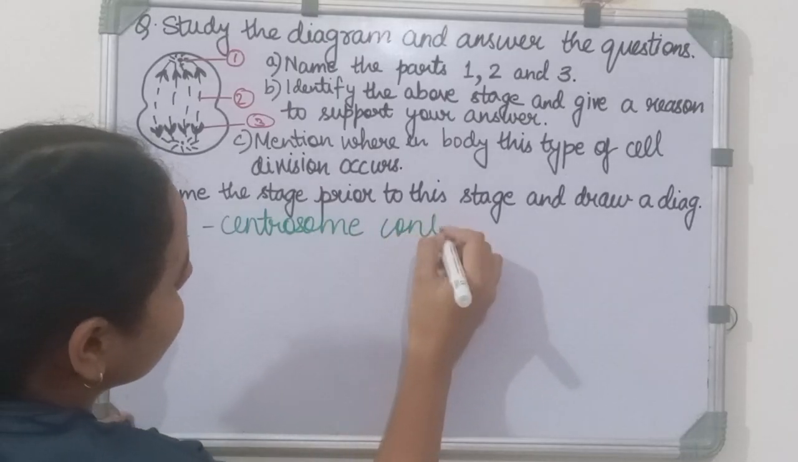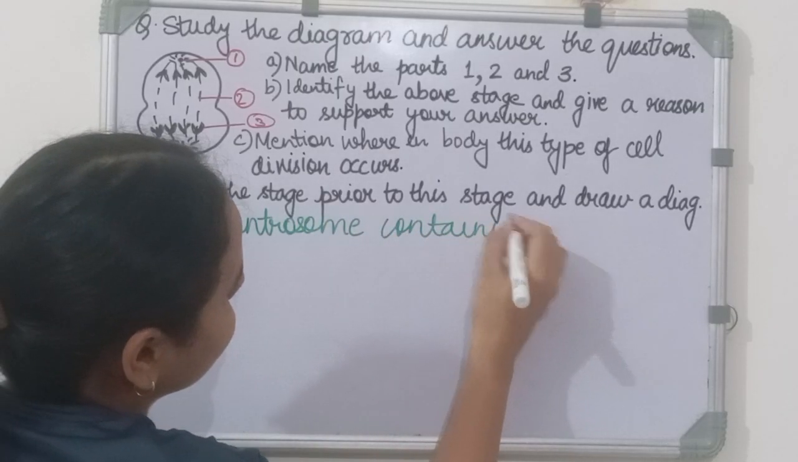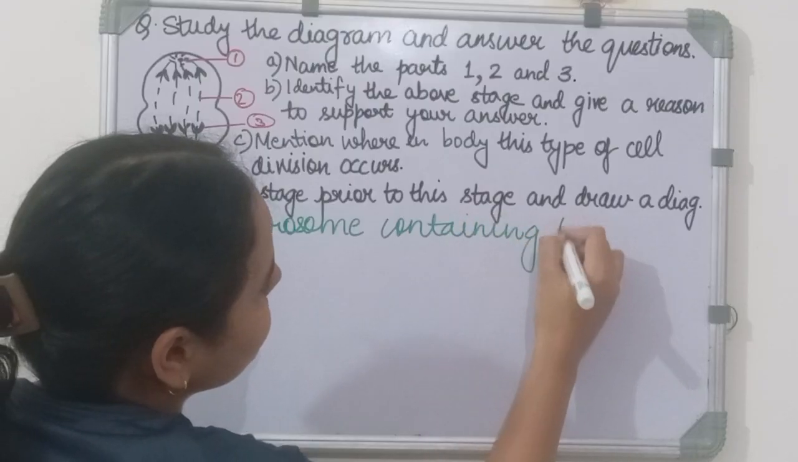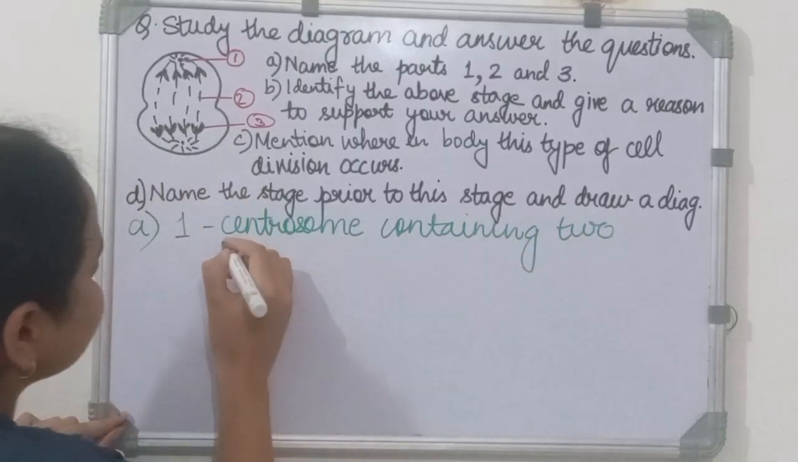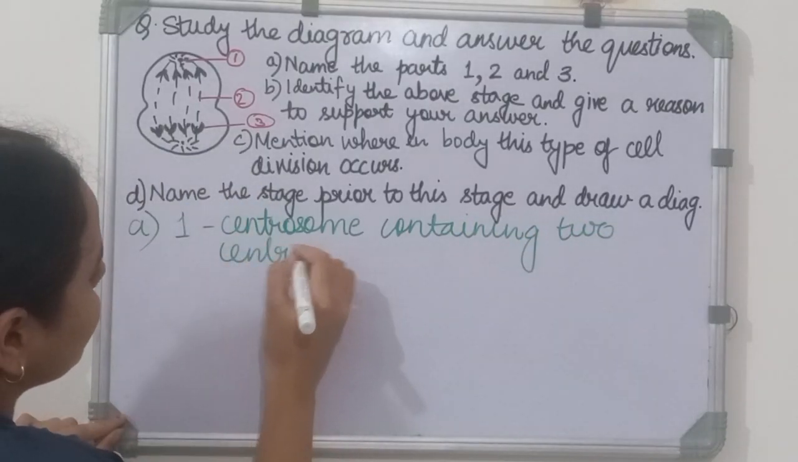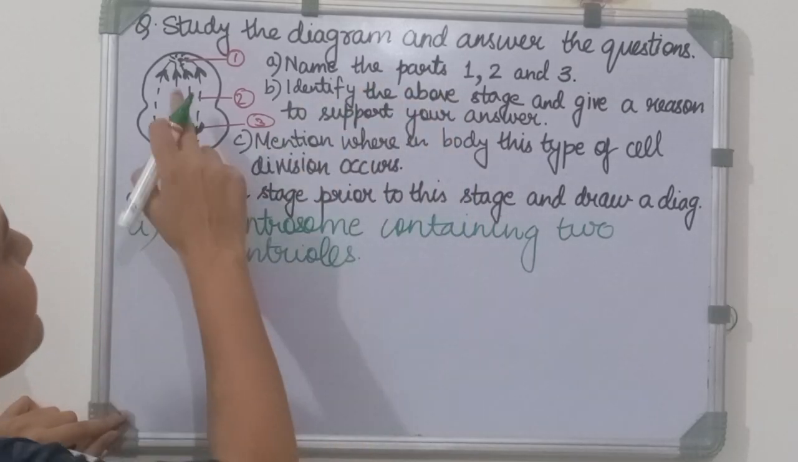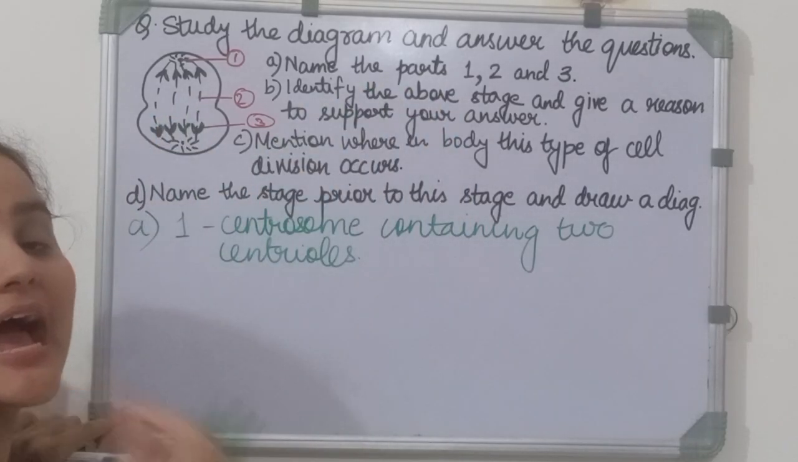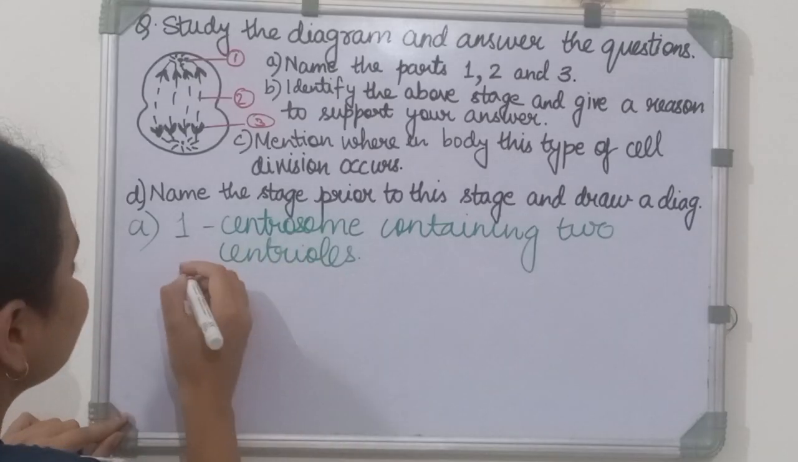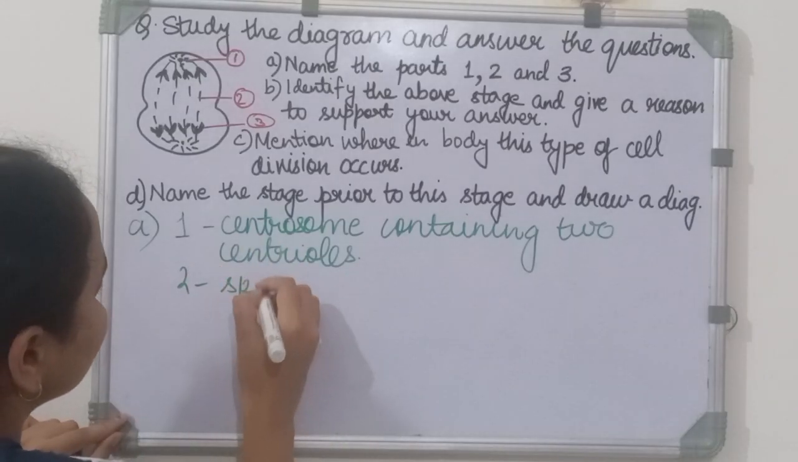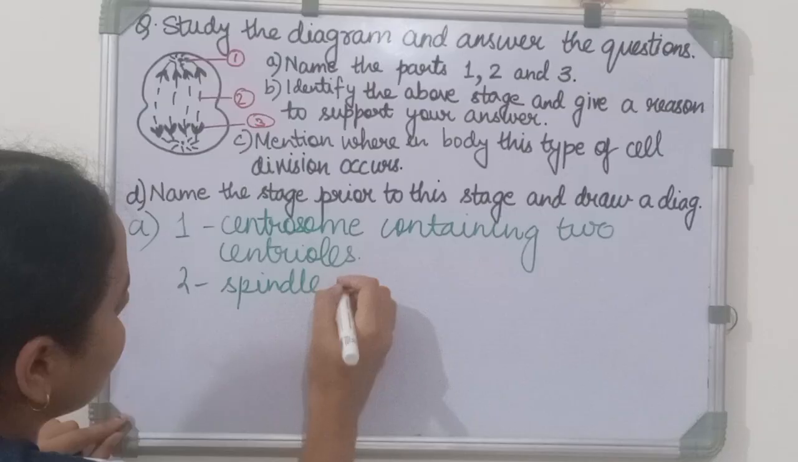containing two centrioles. Okay, now part 2. Part 2 is clearly visible as spindle fibers. So part 2 is spindle fibers.